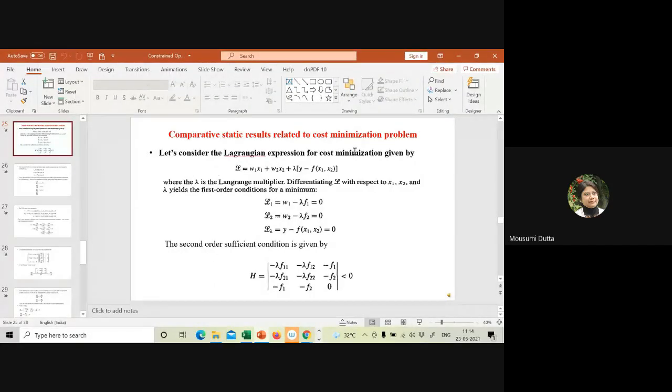Okay, so these are the comparative static introduction, or beginning of the comparative static results for the cost minimization problem. We have this Lagrangian expression, then we get the first order conditions, and this is the required second order condition. So you are aware of these things.